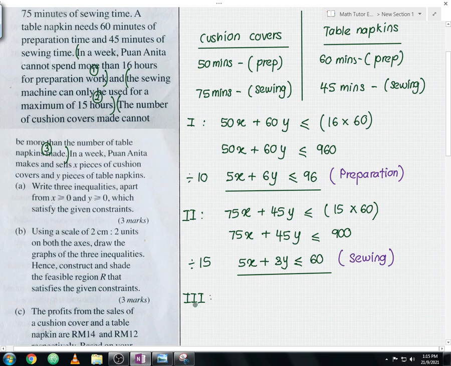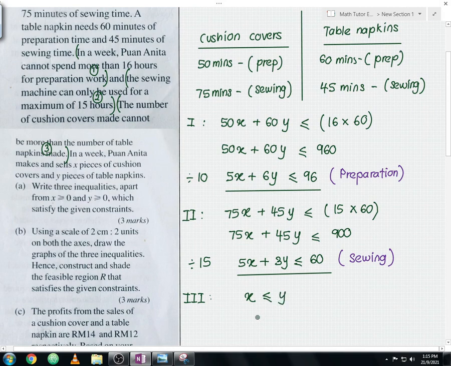In this case, the number of cushion covers is representing x. Okay, cannot be more than. If cannot be more than, it means it should be less than or equal to the number of table napkins made. So in this case it will be x less than or equal to y.